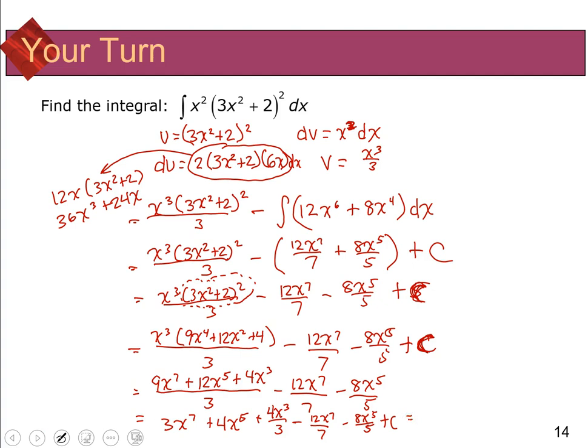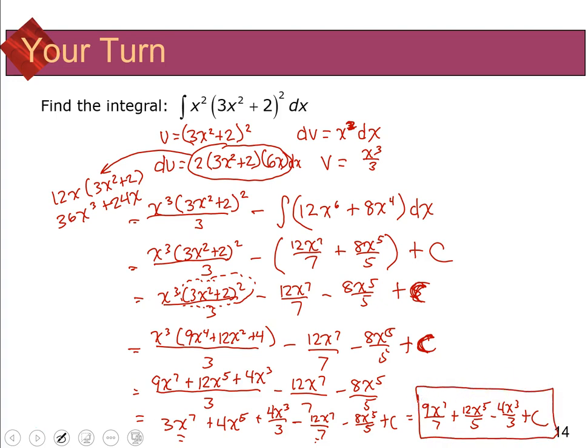And I do have some like terms. These are like terms. And 3x to the 7th minus 12x to the 7th over 7 is 9x to the 7th over 7. 4x to the 5th minus 8x to the 5th over 5 is 12x to the 5th over 5. I still have the 4x cubed over 3. No other like terms with that. And I had the plus c. And that is the same answer as I had previously.